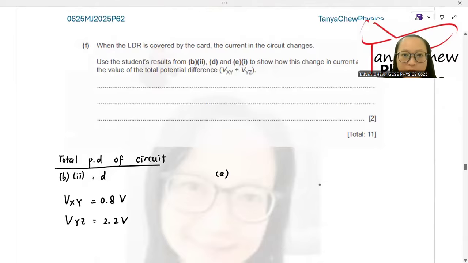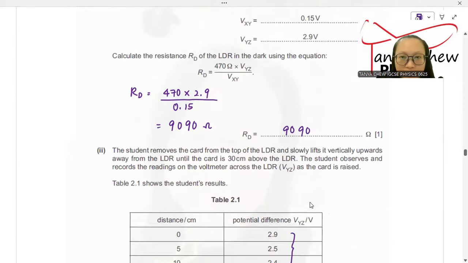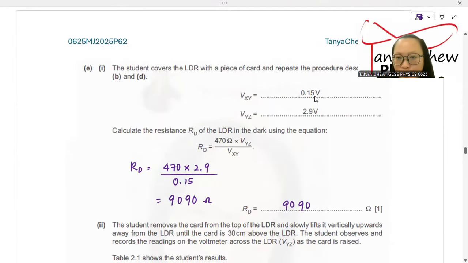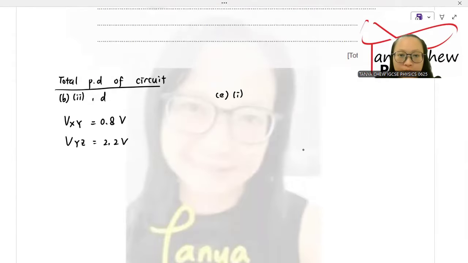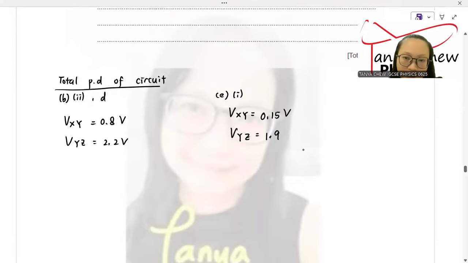And for E, part 1, you could see that given here. Vxy is 0.15 volt, Vyz is 2.9 volt. Okay, I'm going to write down. Vxy is 0.15 volt, Vyz is equal to 1.9 volt.